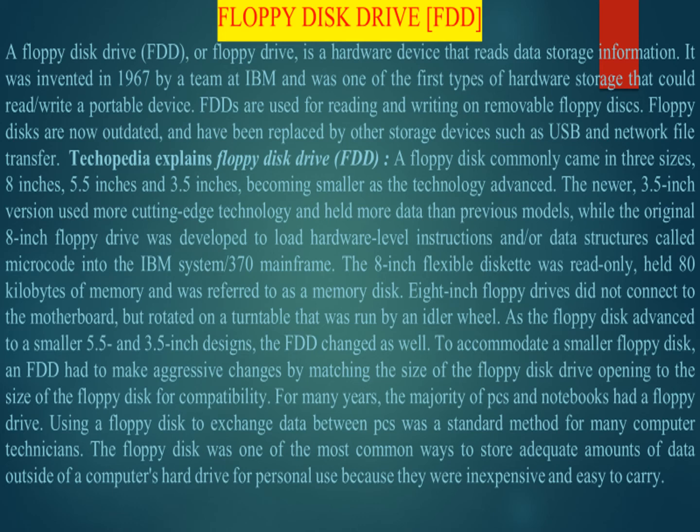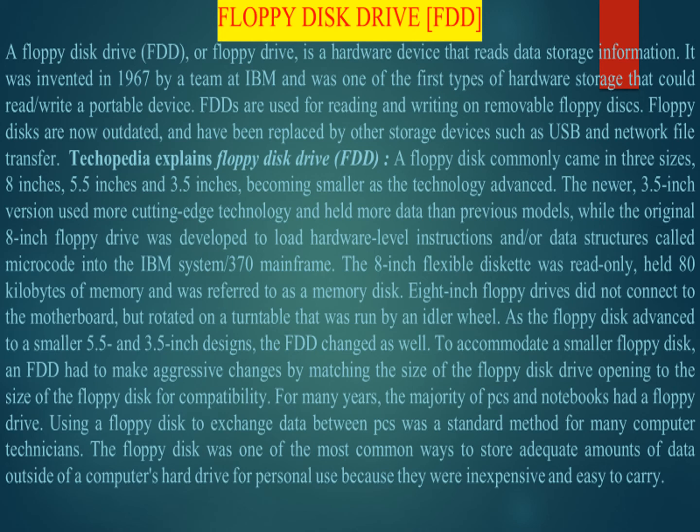Techopedia explains floppy disk types. A floppy disk drive commonly came in three sizes: 8 inches, 5.25 inches, and 3.5 inches, becoming smaller as the technology advanced. The newer 3.5 inch version used more cutting edge technology and held more data than previous models, while the original 8-inch floppy drive was developed to load hardware level instructions and or data structures called microcode into the IBM System 370 mainframe. The 8 inch flexible diskette was read only, held 80 kilobytes of memory and was referred to as a memory disk.